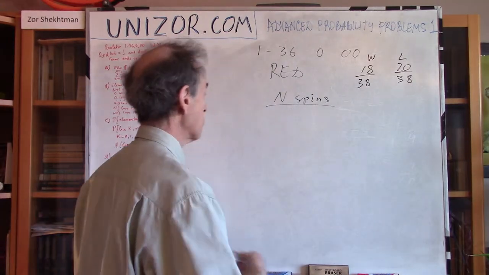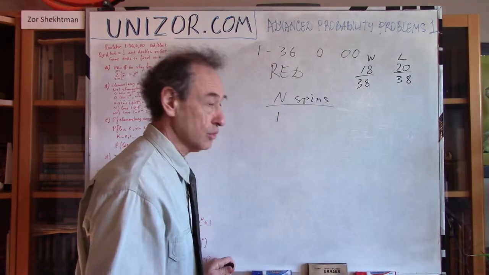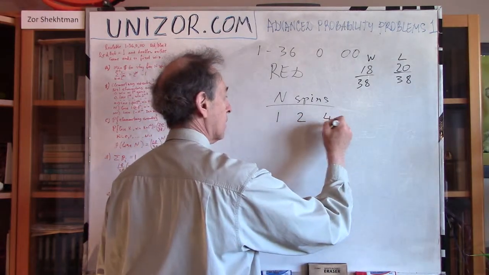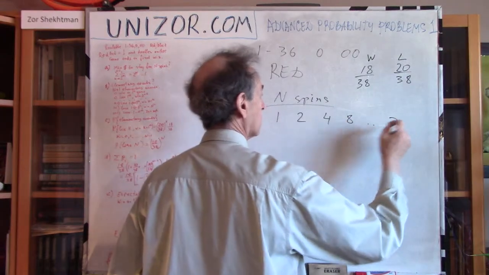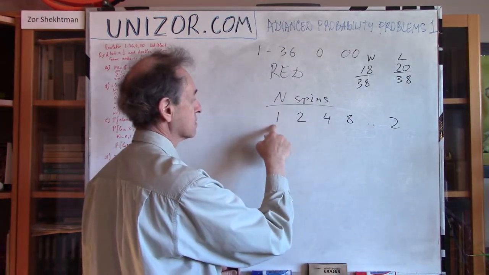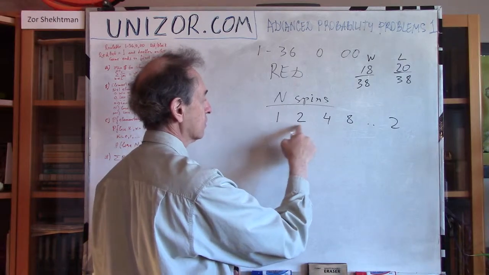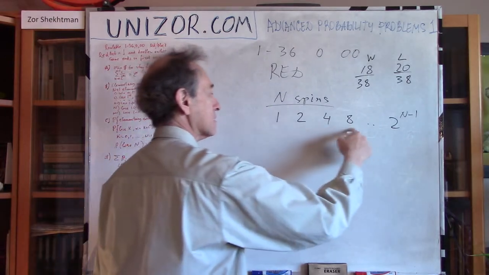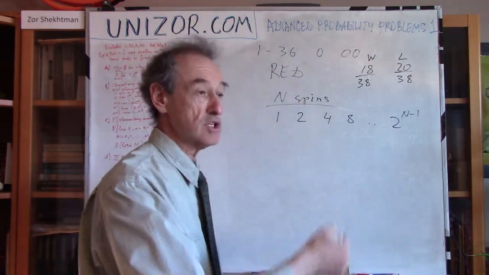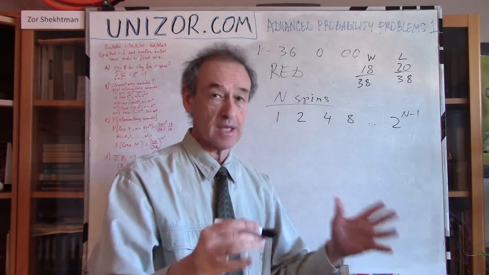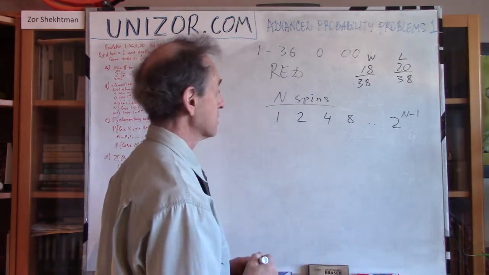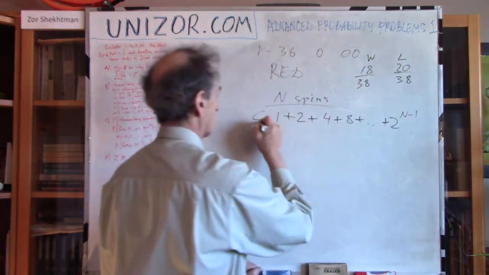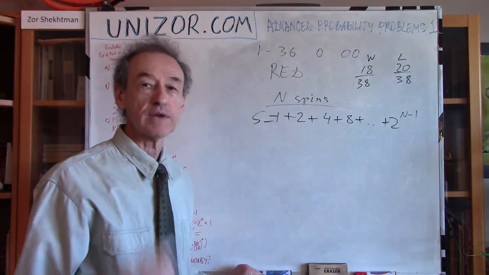So the first time you bet 1 and you lose, the second time you bet 2 and you lose, etc., etc. And on the nth spin, this is 2 to the power of, that should be n minus 1. So that's your bets, and you're losing all the time because you're continuing the game. You have to be able to stay in the game for n spins. Which means you have to have this sum. That's the amount of capital which you need.